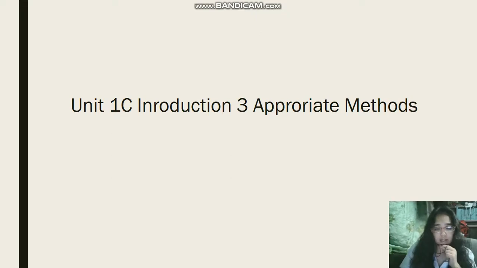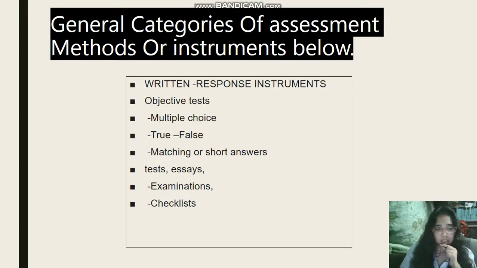Unit 1C, Introduction to the Appropriate Methods. General categories of assessment methods or instruments are below. Written response instruments. Next, objective tests. Next, multiple choice, and then true or false. Next, matching or short answers. Test essays, examinations, and checklists.